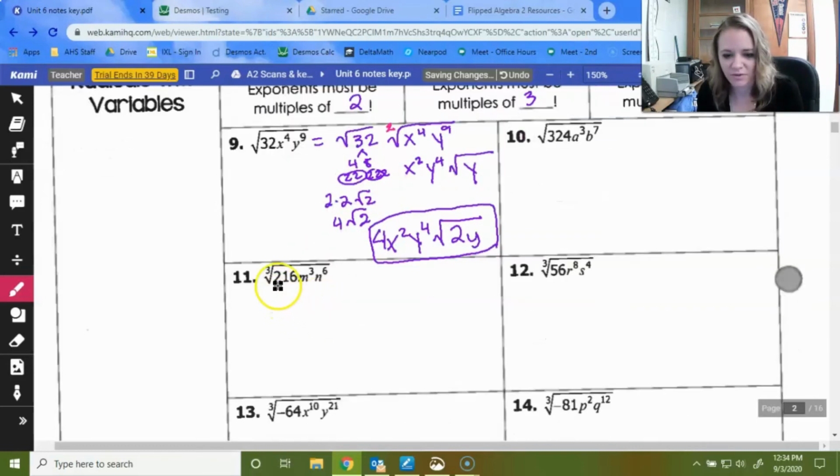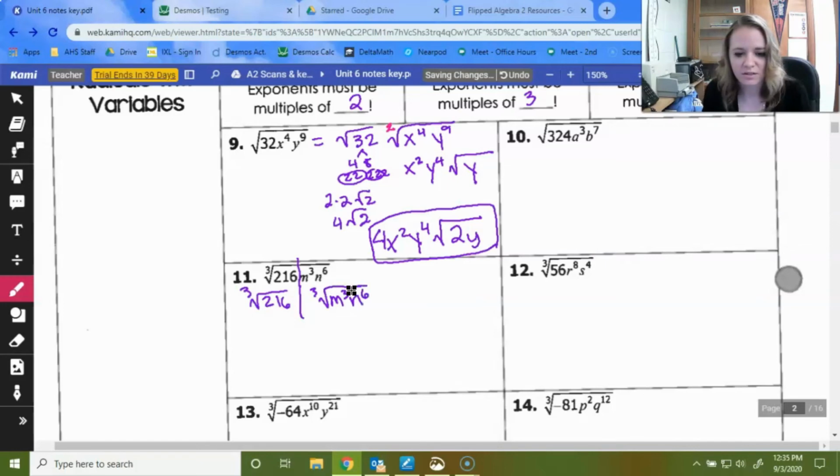Let's do 11. Let's do a third root one just to see how it's different. Okay, so again, you don't have to break it up into 2 steps every time. If you understand that you got to do this step with just the number and then the other step with the variable, you can. But I think it really would help to do these separately. So third root of 216, and then I also am doing third root of m to the third and n to the 6th.